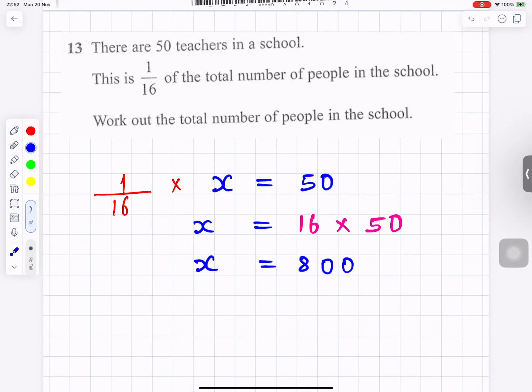Question 13. There are 50 teachers in a school. This is 1/16 of the total number of people in the school. Work out the total number of people in the school. So 1/16 of the total number of people in the school is equal to 50. So that number would be, take 16 to that side, times 50. 16 times 50 gives you 800.